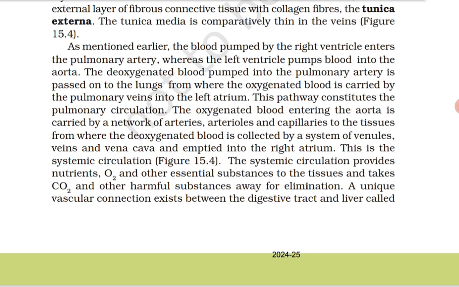The deoxygenated blood pumped into the pulmonary artery is passed onto the lung, from where the oxygenated blood is carried by the pulmonary veins into the left atrium. This pathway constitutes the pulmonary circulation.